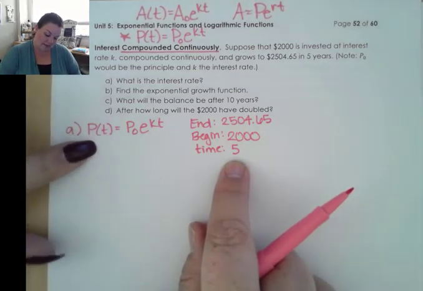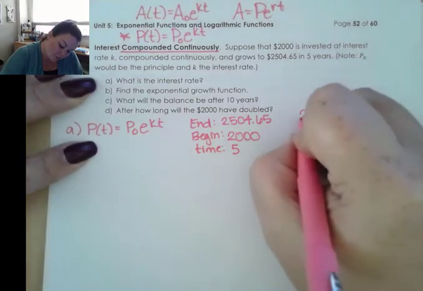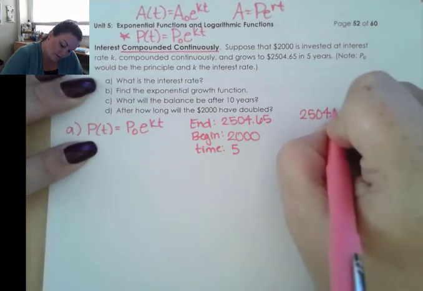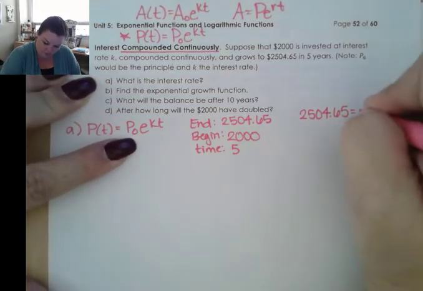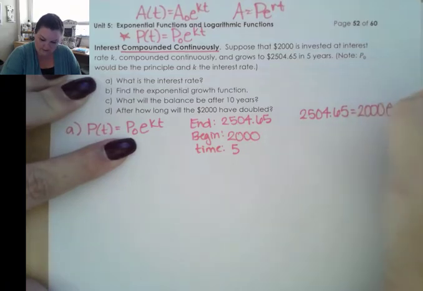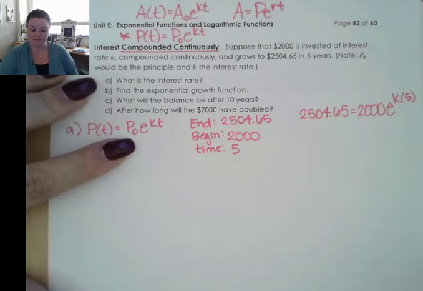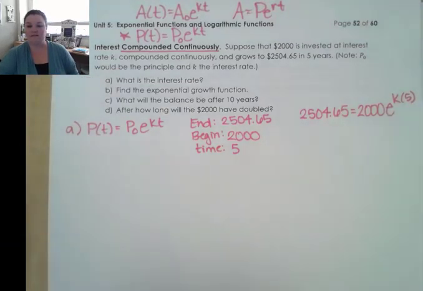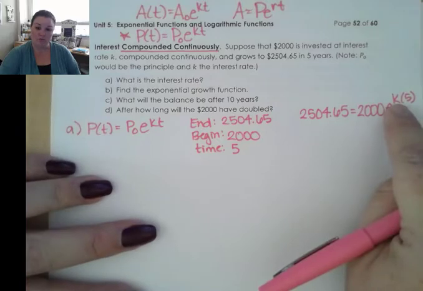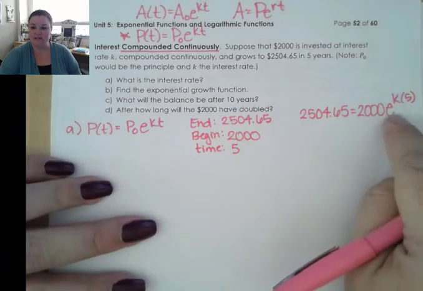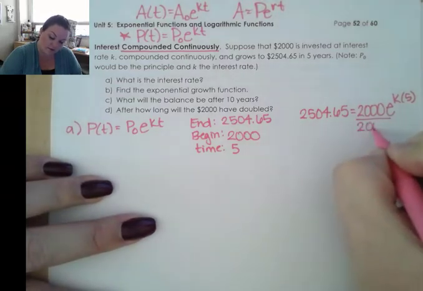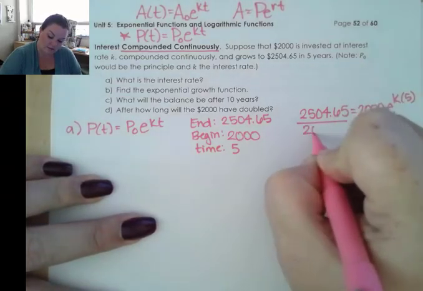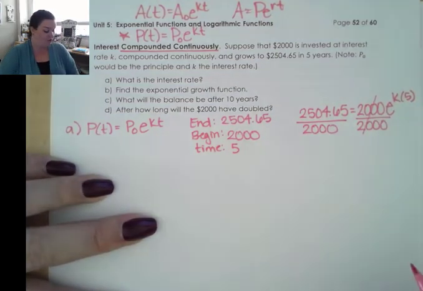So let's go ahead and plug those in. My ending amount is 2,504.65, and that's equal to my initial amount, which was 2,000, times e raised to the k, which we don't know, times t, which we know to be 5. And now we're just solving for that rate. When we solve for that rate, it is stuck in the exponent of the e. So we need to get the e isolated. We're going to start by dividing off the 2,000.